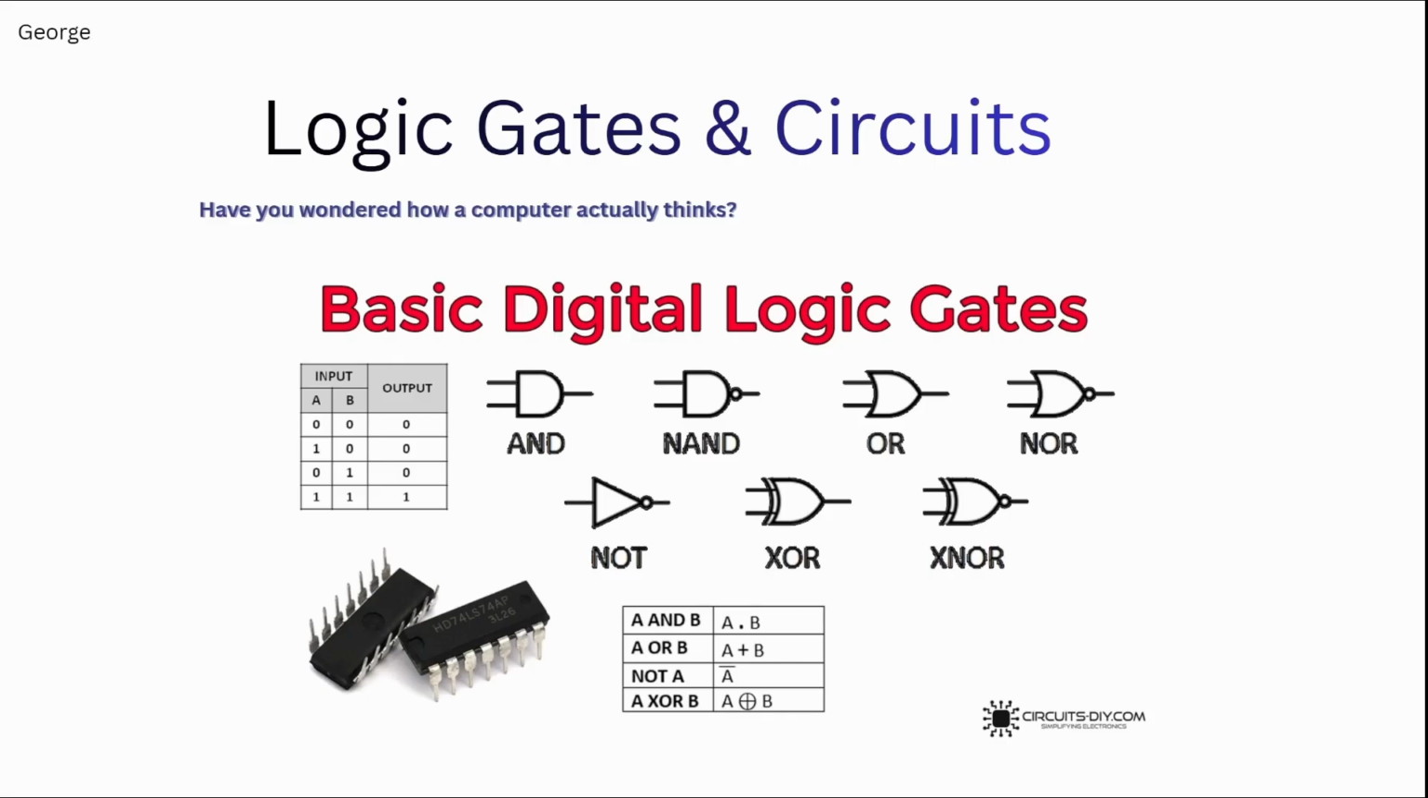And before we start, I have a quick question. Have you ever wondered how computers actually think? Well, computers actually think by using logic gates and circuits. Logic gates and circuits are the fundamental building blocks that let computers make choices, process information, and perform operations. And you might be wondering, how does all this let a computer perform all those operations and do all those complex things?